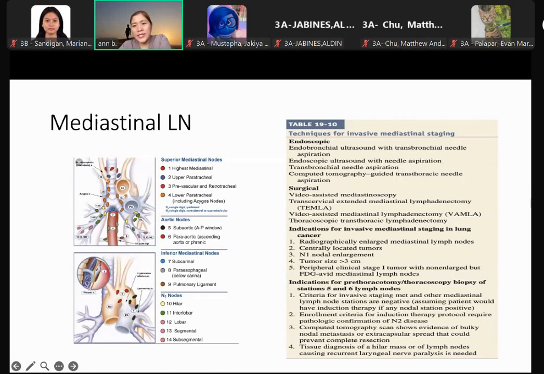So techniques in the mediastinal staging, we have the endoscopic and the surgical. So indications for invasive mediastinal staging in lung cancers, we have these indications. And we also have indications for pre-thoracotomy thoracoscopy biopsy of station 5 and 6 lymph nodes. So again, this table 19-10 is important. Please read this one.